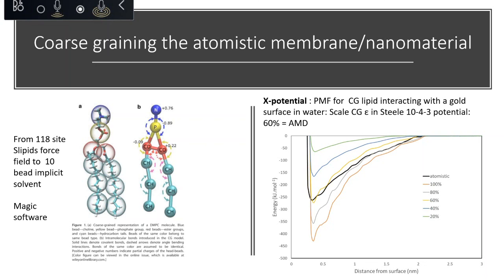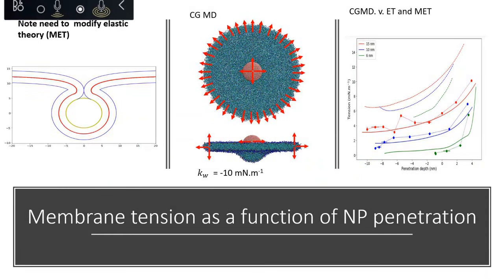We now need a force field for that coarse-grained membrane interacting with a nanomaterial. And so what we're doing now is scaling the epsilon in the 1043 potential to reproduce the atomistic potential of mean force for gold absorbing on the atomistic S-lipids membrane, and a scaling of 60% roughly gives us the atomistic result, which is the full line.